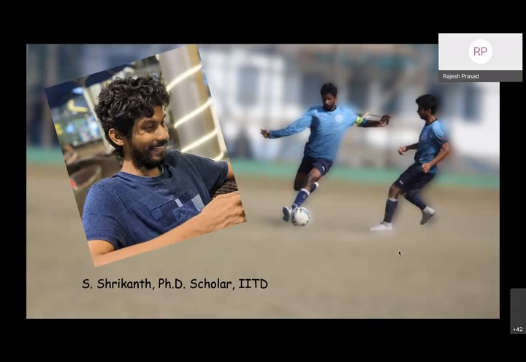My student Srikant brought a surprise. As you can see from this figure, he's a keen footballer. He captained the IIT Delhi team to victory in the Inter-IIT at IIT Guwahati, a few years ago. So he brought a surprise.